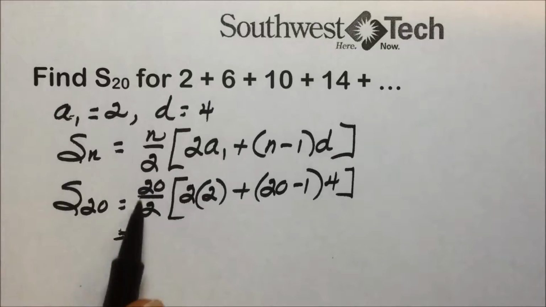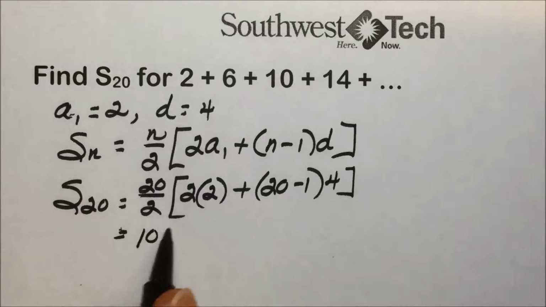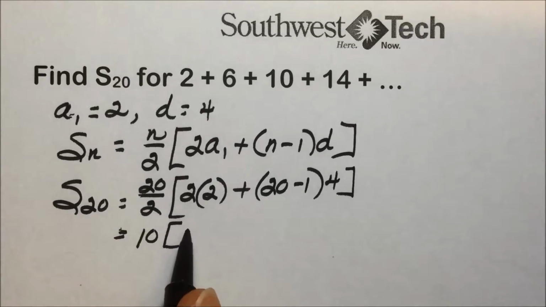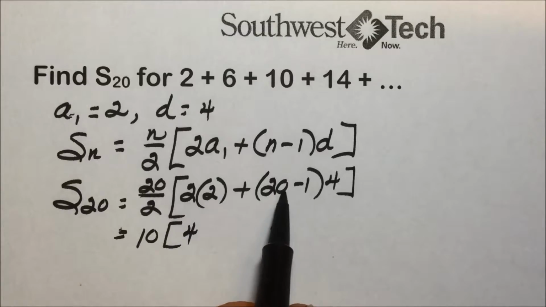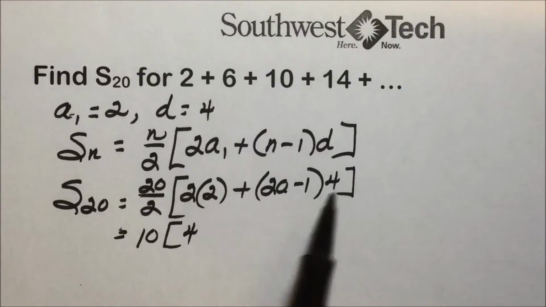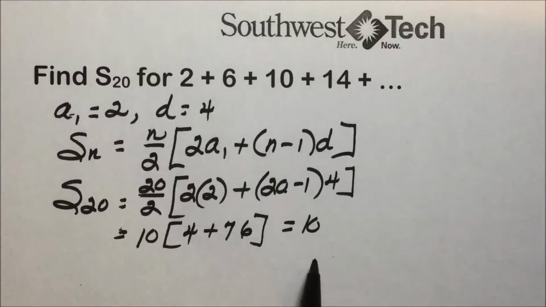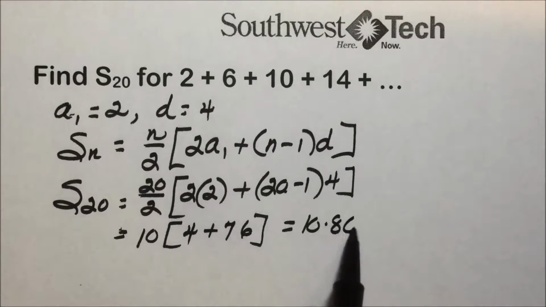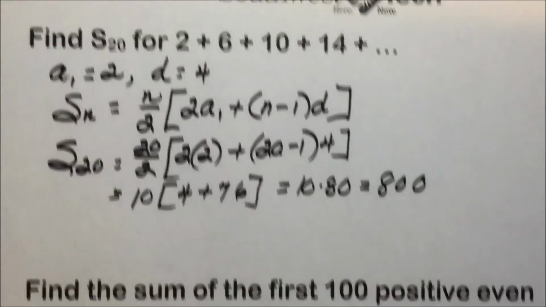Simplifying this, 20 divided by 2 is 10. Simplifying inside the parentheses, we have 2 times 2 is 4. 20 minus 1 would be 19, and we have 19 times 4, which ends up with a 76. Adding inside, 76 and 4 is 80, and 10 times 80 turns out that the sum of the first 20 terms in this arithmetic series is 800.